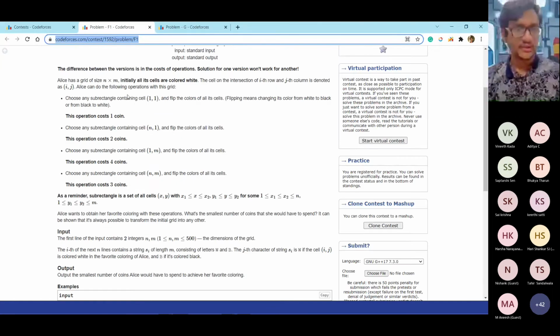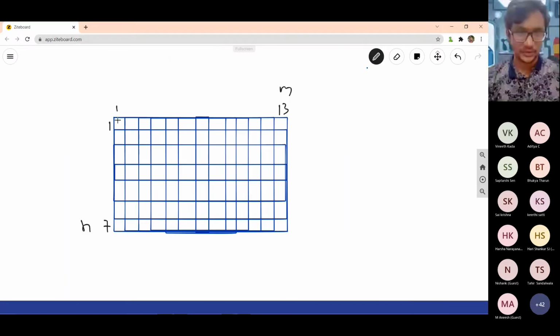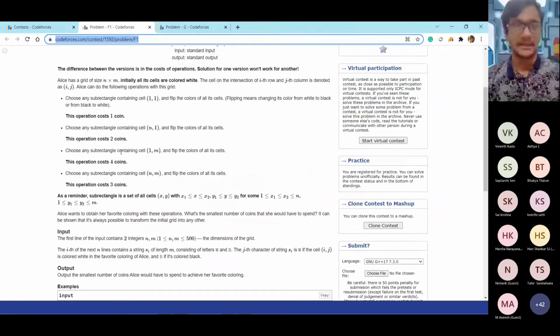In one operation you can take any subrectangle that contains the cell (1, 1) and flip the colors of its cells. Suppose you take this particular cell, this is (1, 1), right? You can take any rectangle that contains this cell, this or this or this. So you can take any subrectangle like this and flip the color of all its cells. This operation will cost 1 coin.